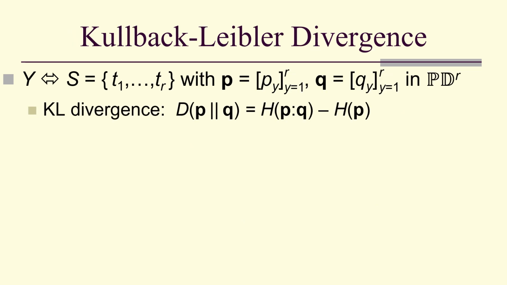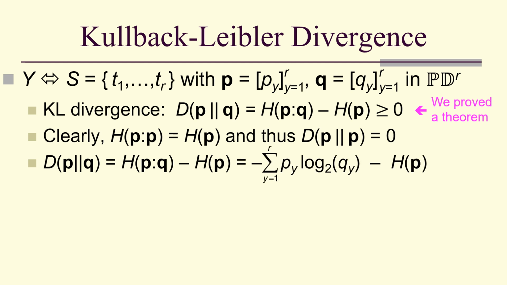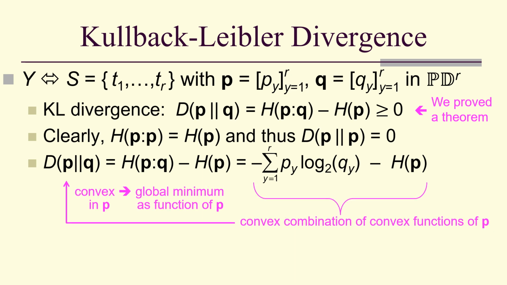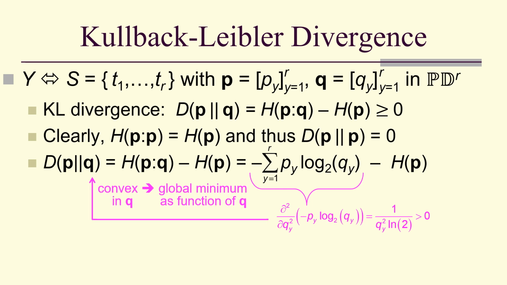So let's illustrate. This is our KL divergence. We proved a theorem saying it is non-negative, and it's equal to 0 when P and Q are the same distribution. So the KL divergence in terms of the logarithms looks like this. This is a convex combination of convex functions of p, which means that the KL divergence is convex in p, and we get a global minimum as a function of p. But likewise, the second derivative with respect to q of that first term is positive, which means that we also again have convexity in q and a global minimum as a function of q.